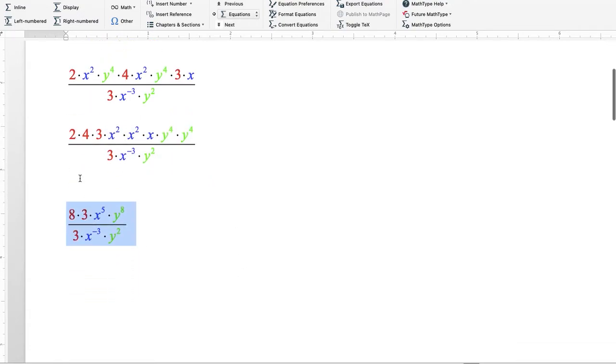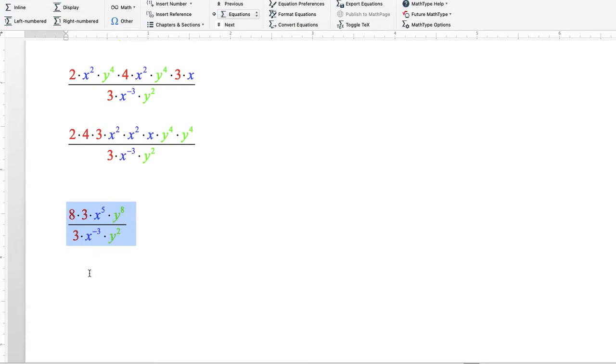Putting all that together, 2 times 4 is 8. X squared, x gets us x to the 5th. Y to the fourth gets us y to the 8th. In our denominator, everything stayed as was. I did not multiply those 3's because I've got a 3 in the numerator and a 3 in the denominator. Those will divide out. And my next step is, I've combined those elements in the numerator.